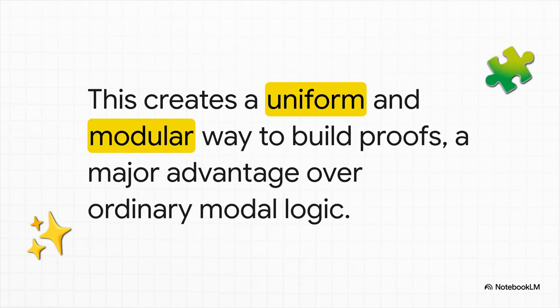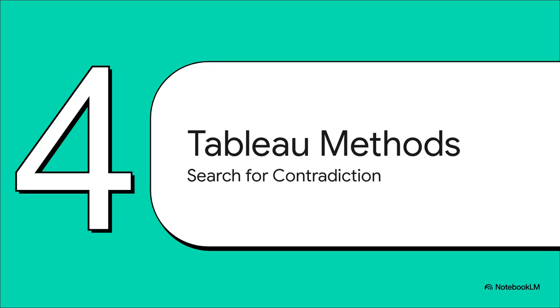It means we don't have to invent a whole new proof system from scratch for every little variation in logic. We can just plug and play the right pure axioms. It's an incredibly uniform and modular way of doing things. All right, so that's axioms. But what about another really popular way of proving things?